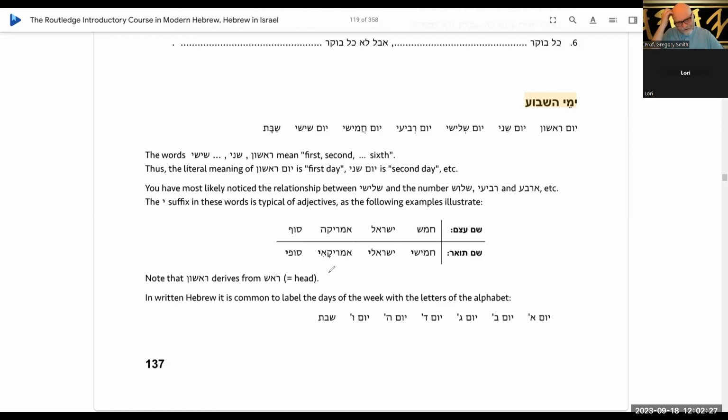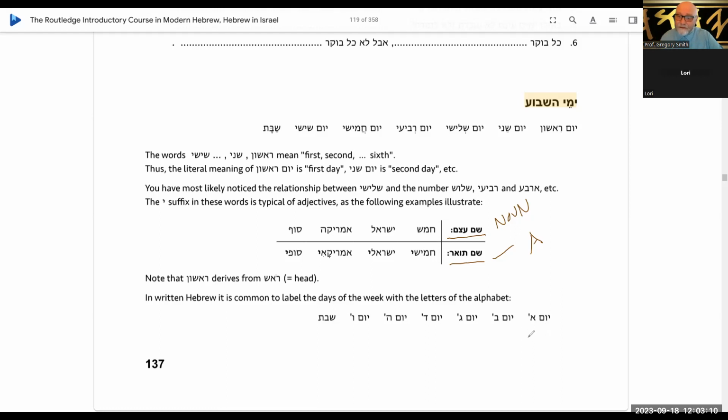So basically, you can see here what they're doing is they are trying to explain for us. We're talking about the days of the week. We're talking about nouns and the difference between a noun and an adjective, because the shem etzem is the noun and the shem tuar is the adjective. All right, so in written Hebrew, it's common to label the days of the week with the letters of the alphabet. So that explains why in that answer key, they had simple letters designated for the days.